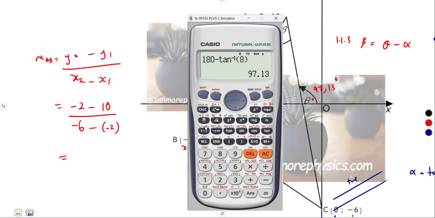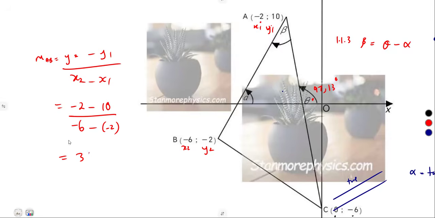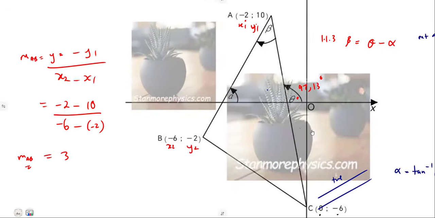We can just simplify this. Negative 2 minus 10 over negative 6 minus negative 2, which is going to give us a 3. So remember, we fixed our calculator. Let's go back to the normal mode. That's positive 3. So as you can see, truly, we are obtaining a positive gradient from there. So the gradient of AB, that is 3.